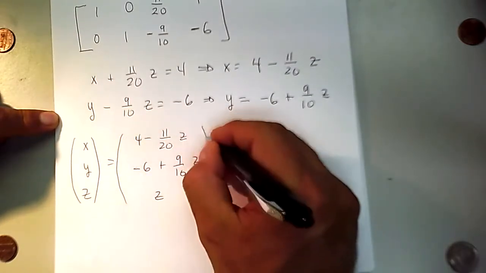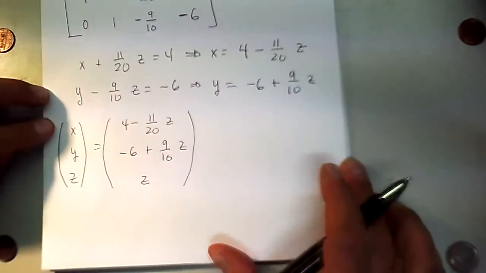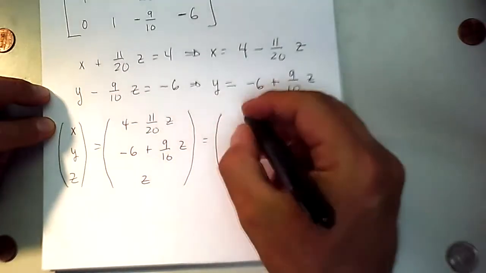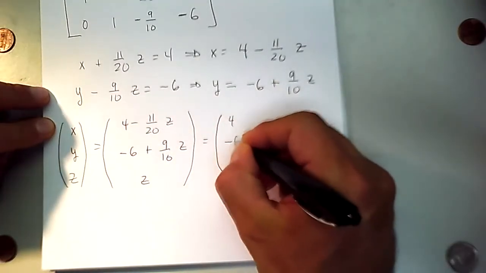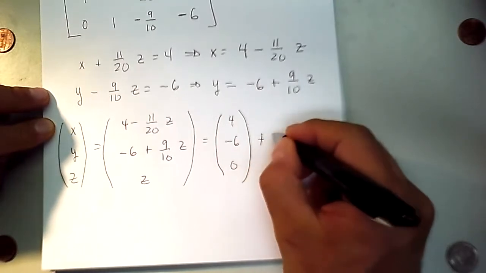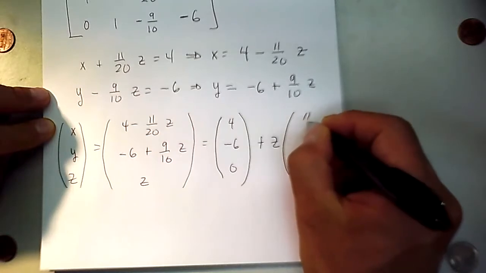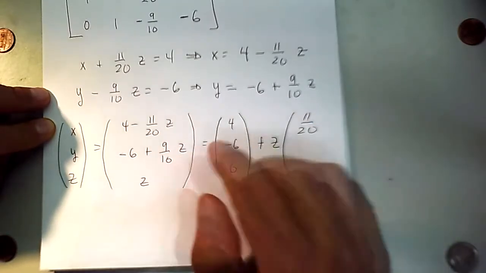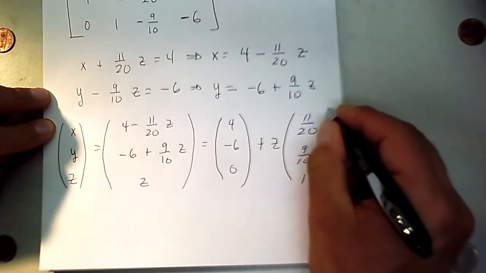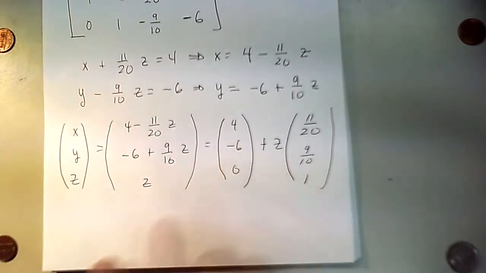Now, before we go farther into this, actually, let's go farther into this. We can rewrite this as 4, negative 6, 0, plus z times 11 over 20, 9 over 10, and 1. Yeah. 4, negative 6, 0.